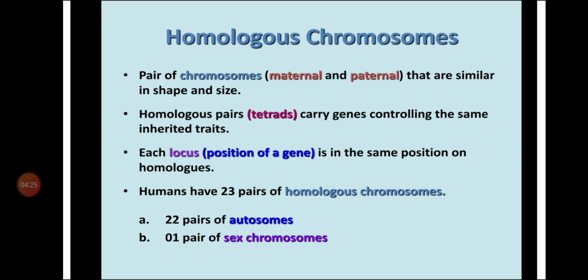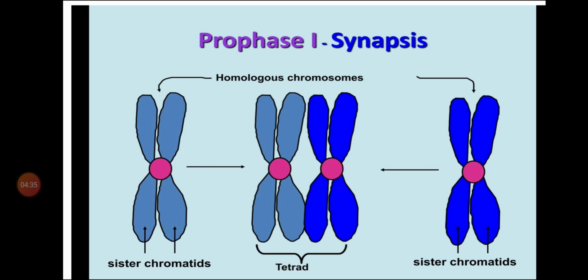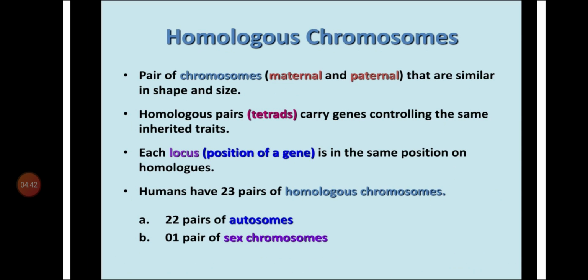Homologous pairs, tetrads, carry genes controlling the same inherited traits. Homologous pairs means tetrad. You can see here, these are homologous pairs. They are forming the tetrad. 4 chromatids together are known as a tetrad. So, homologous pairs, tetrads, carry genes controlling the same inherited traits. Each locus, that is the position of a gene, is in the same position on homologs.